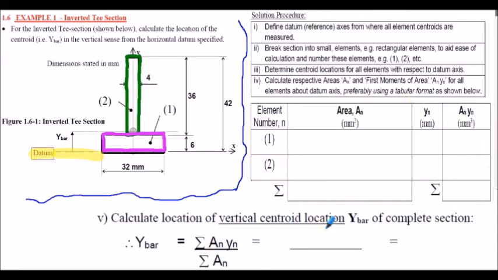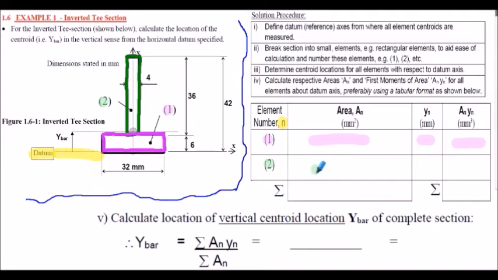We'll apply this to every question. The left-hand column here has the element number n. So we have 2 elements in this particular case to consider. For each we're going to work out the area, its y dimension from the datum, and its first area moment, which is simply the area times the y. And we do that for both sections.